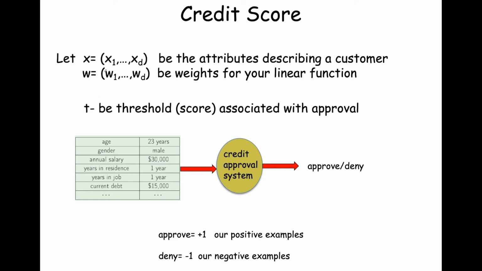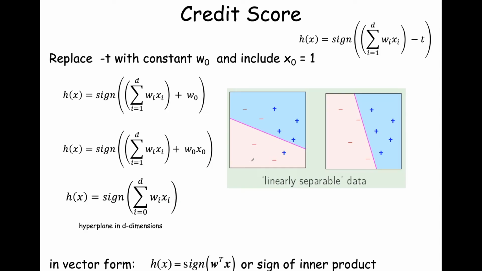And so we take that weighted sum, x1 times w1 plus x2 times w2 up to and including xd times wd. We sum all those terms together and get a real value. We compare that against the threshold to determine approval. If that score, that weighted sum, is less than the threshold, it's denial. We call approval a +1 label, our positive examples. We call denial our -1 labels, our negative examples.